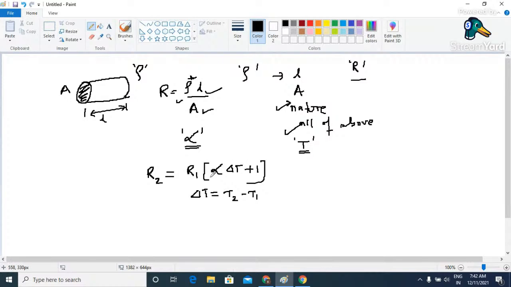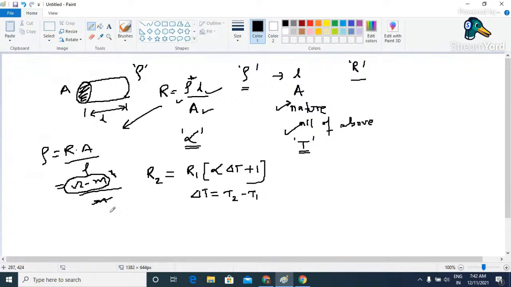What will be the unit for resistivity? From this equation we can calculate it: rho equals R into A by L. The unit for resistance is ohm. Suppose we specify all the dimensions in meters. So area will be meter square divided by length in meter. The meter square gets cancelled, and the unit for resistivity is ohm meter. This you have to remember.